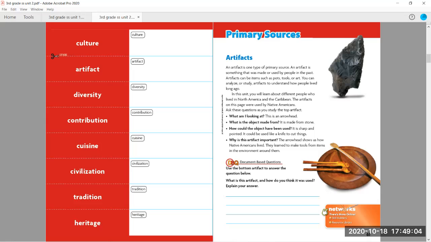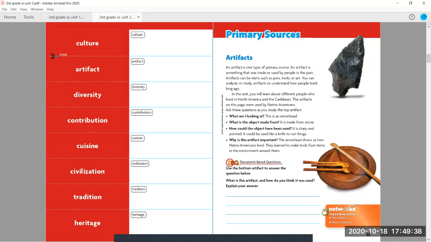In this unit, you'll learn about different people who lived in North America and the Caribbean. The artifacts on the page were used by Native Americans. Ask these questions as you study the top artifact. So we're going to be looking over here at this top artifact. What am I looking at? So the first thing you want to know is, what are you looking at? So this looks like an arrowhead. What is this object made from? It tells us that this object is made from stone. So this is a stone arrowhead.